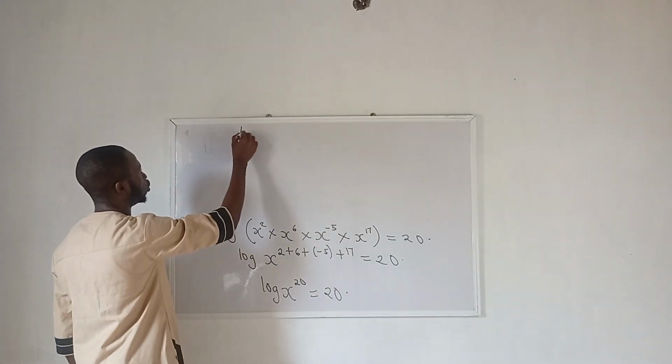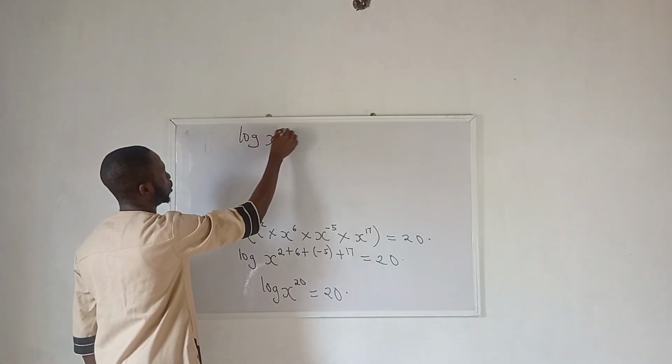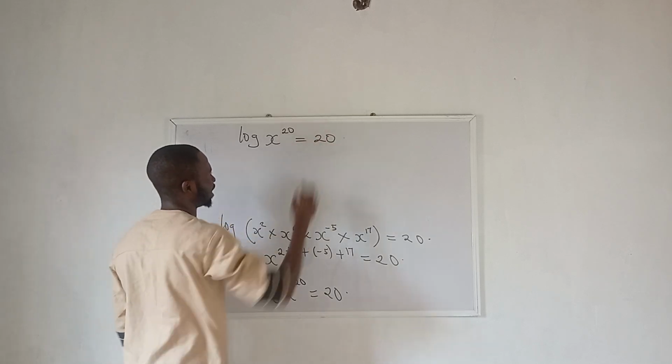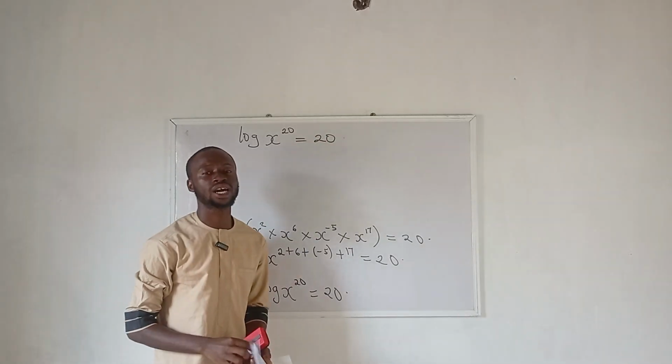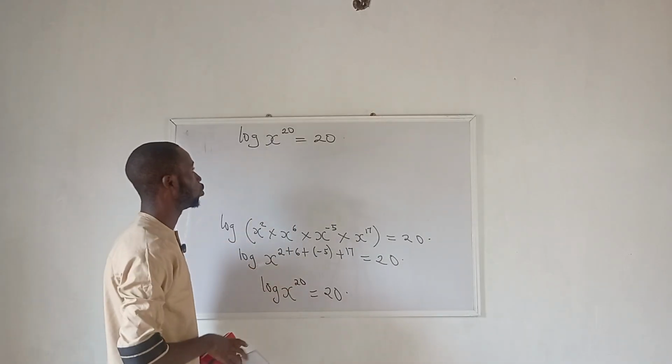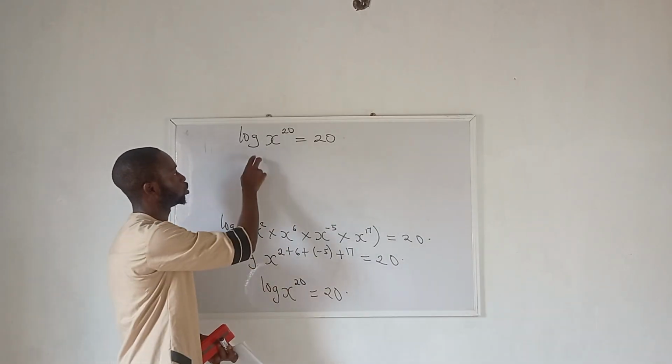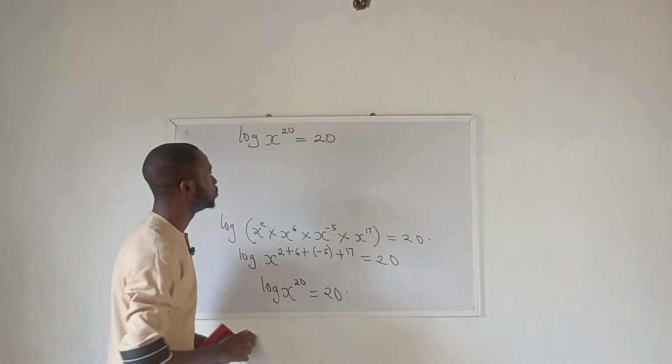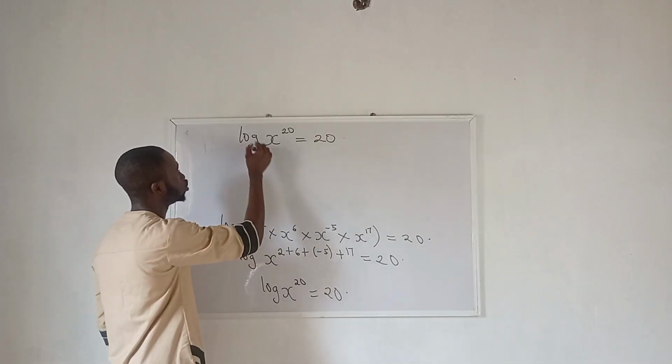Now we have log x raised to the power of 20 equals 20. How do I solve this question? This is a common kind of question in UTME. They can give you a question like this: find the value of x. But remember that I said in this particular question, since we are not given the base, it is base 10. So how do we move on from here?